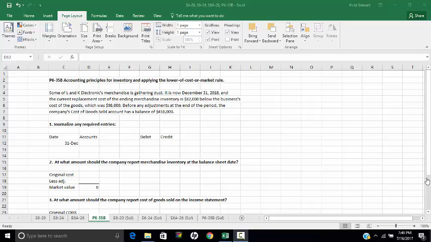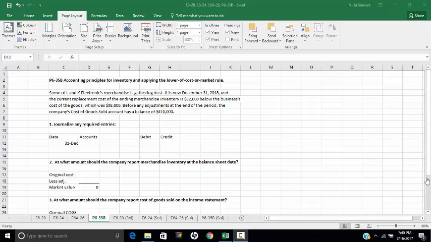This is a demonstration of problem 635B, accounting principles for inventory and applying the lower of cost or market rule. Some of L&K Electronics merchandise is gathering dust. It is now December 31st, 2018, and the current replacement cost of the ending merchandise inventory is $32,000 below the business's cost of the goods, which was $98,000.